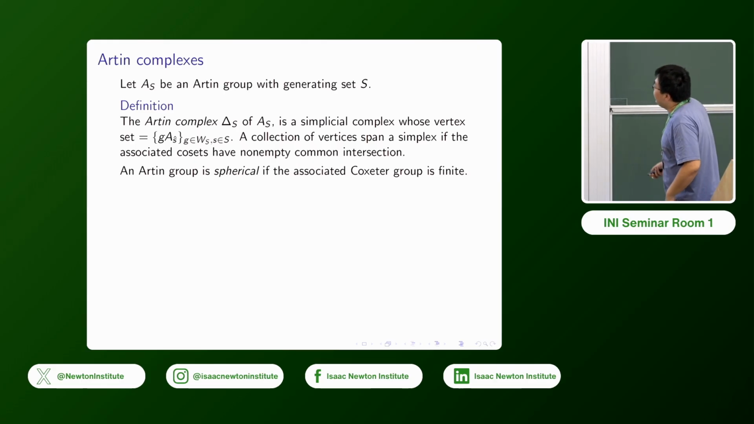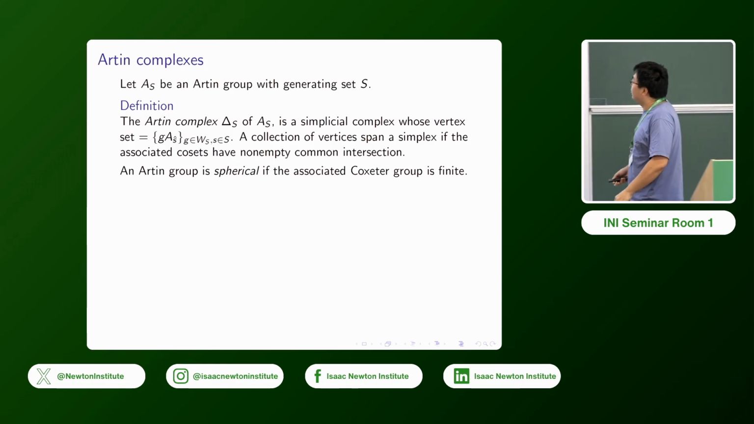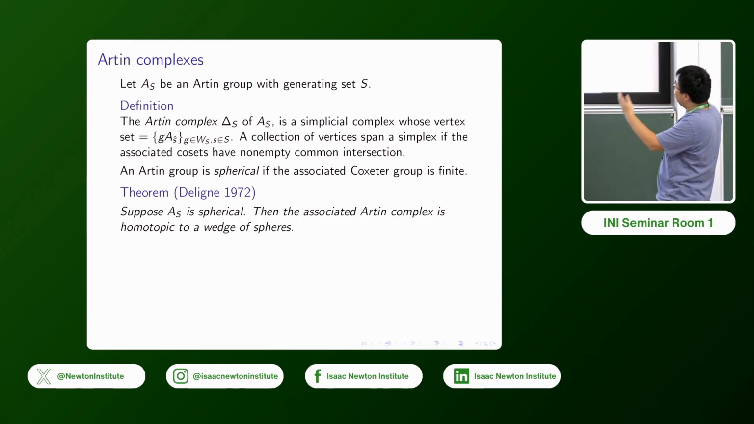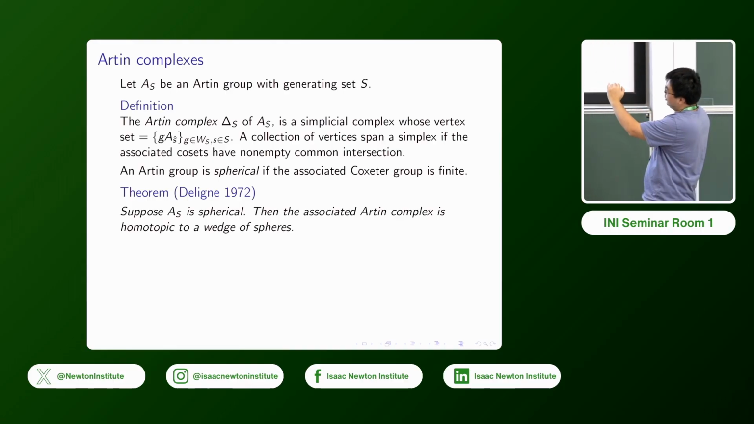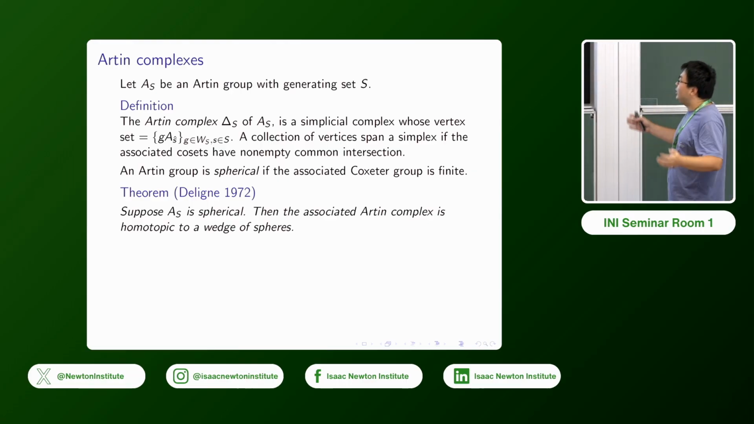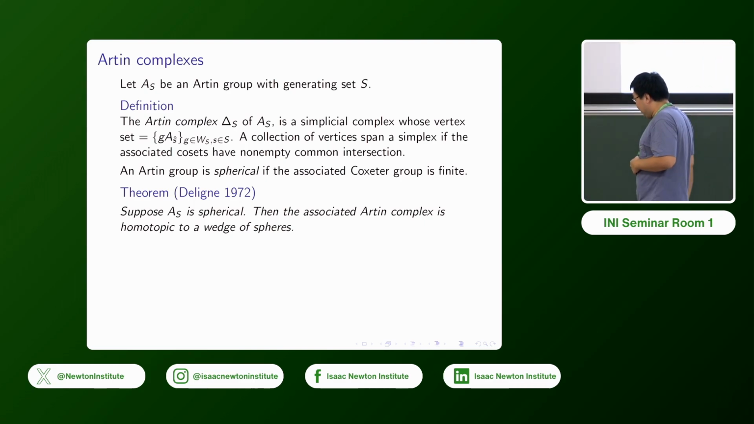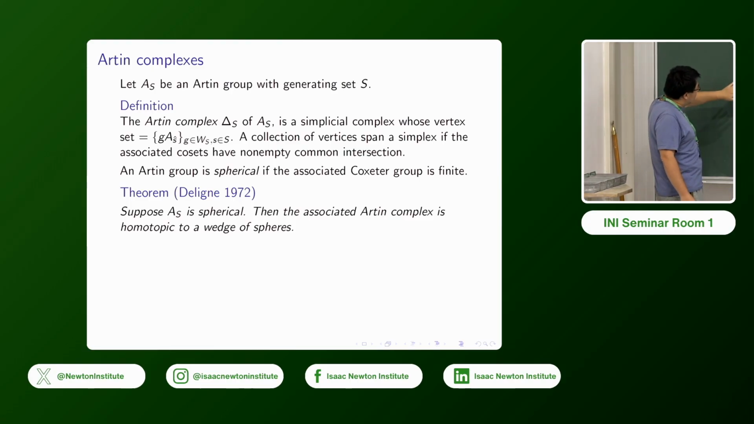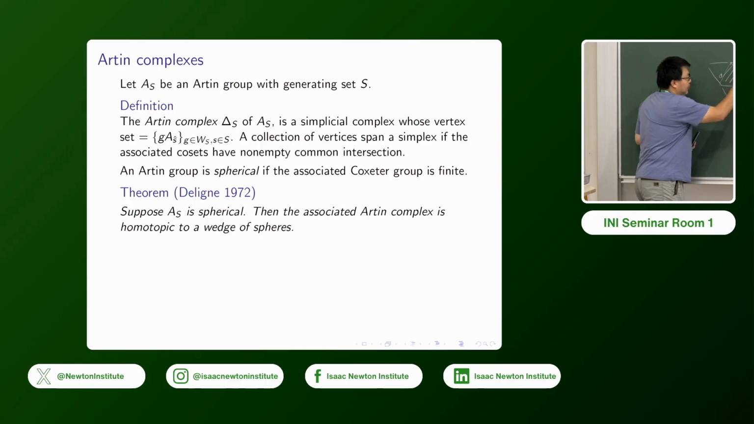And now I want to say something about the Artin complex. We say our Artin complex is spherical if the associated Coxeter group is finite. Analogous to what happened in the finite Coxeter group case, we have this theorem by Deligne. It says that if your Coxeter group is finite, which corresponds to a spherical Artin group, the associated Artin complex is not exactly a sphere, but it is homotopy equivalent to a wedge of spheres of the top dimension. Okay. And now maybe I should give you some idea of what the Artin complex looks like. So this is a picture of the Coxeter complex. So let's try to draw a very rough picture of what the Artin complex looks like. Again, your fundamental domain would be a single simplex.